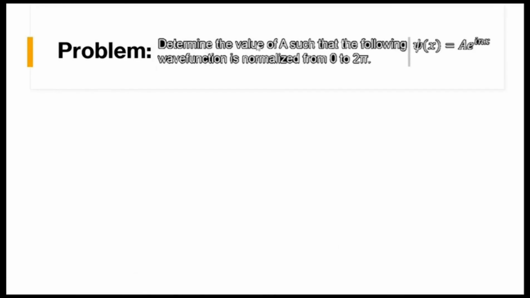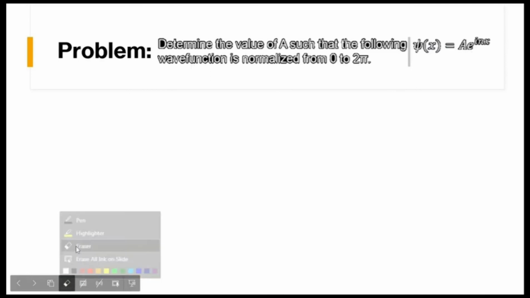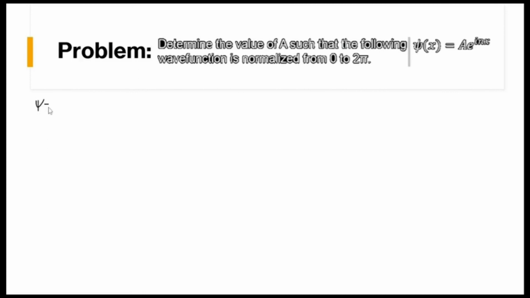And this is a problem. Determine the value of A such that the following wave function, e to the power i n x, is normalized from 0 to 2 pi. So limits have been provided for us. The given wave function is in terms of x only, A e to the power i n x, and the complex conjugate would be A e to the power minus i n x. This is the complex conjugate.